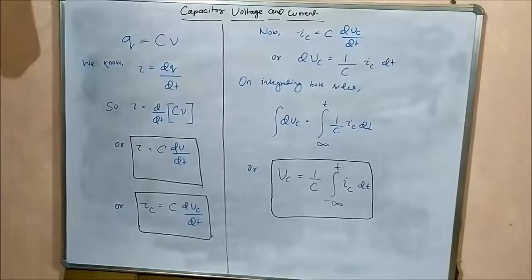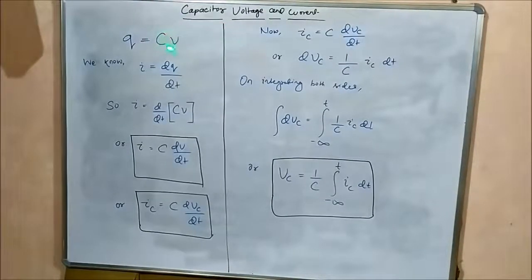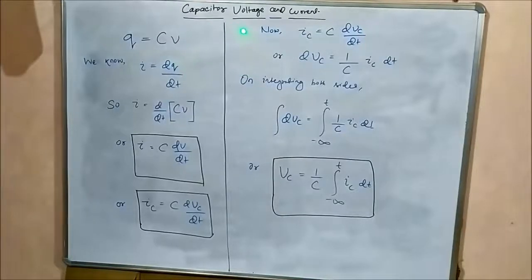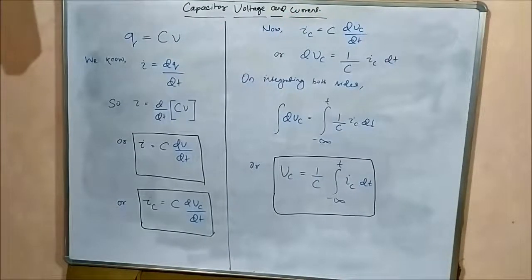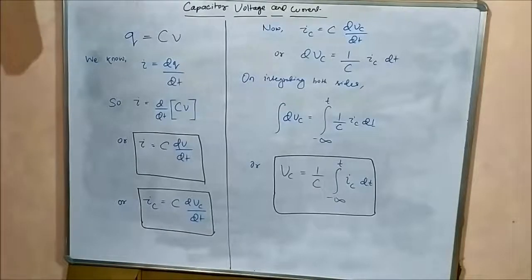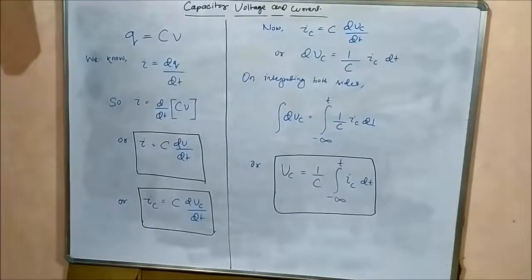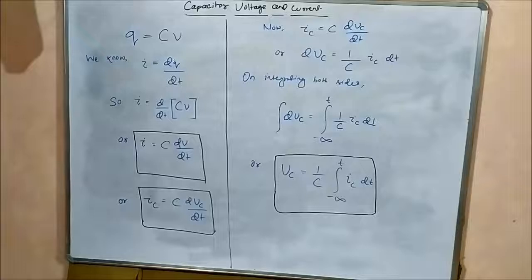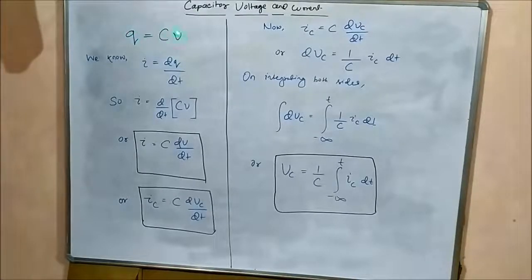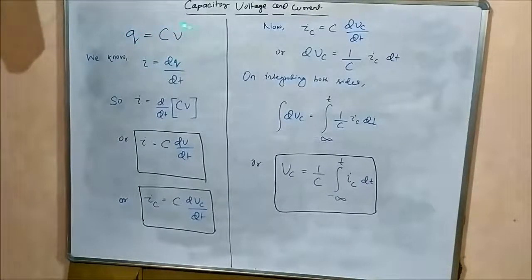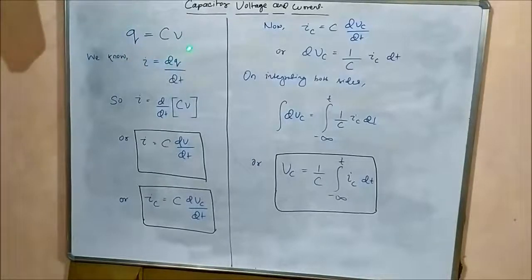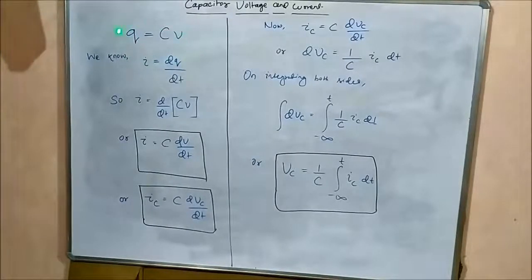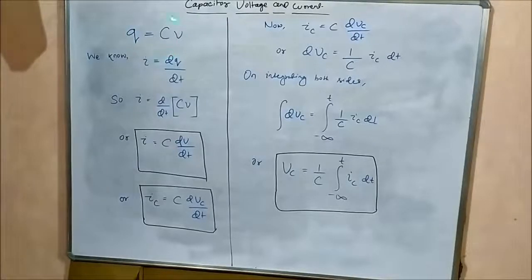Now here we will discuss some concepts related to the capacitor voltage and current. In both of these expressions, for capacitor voltage and current, the expression Q is equal to CV will play the role of the initiator. We will derive those expressions from this basic expression. So this is very important in reference to the capacitor.